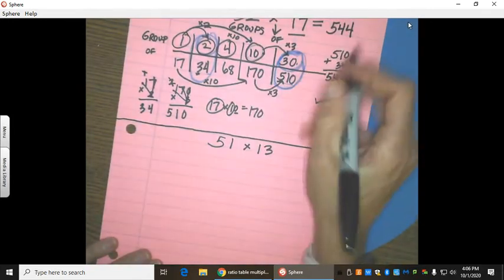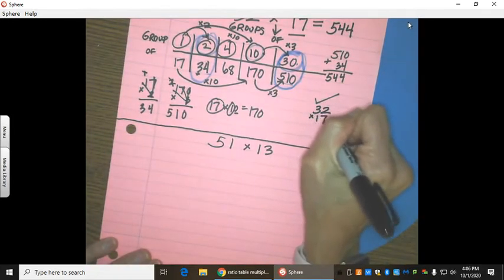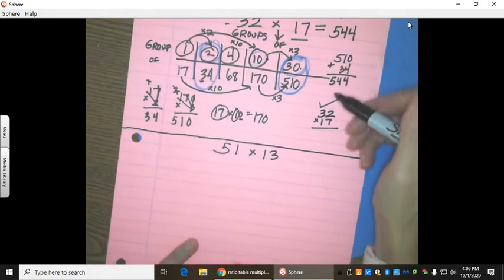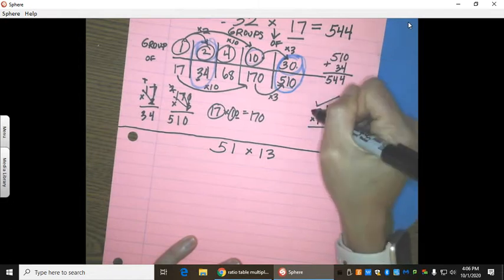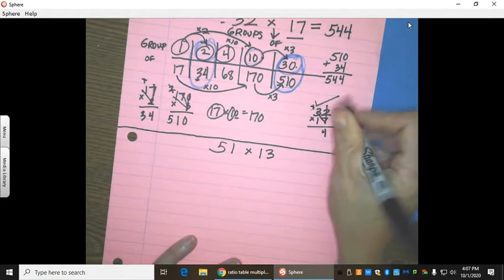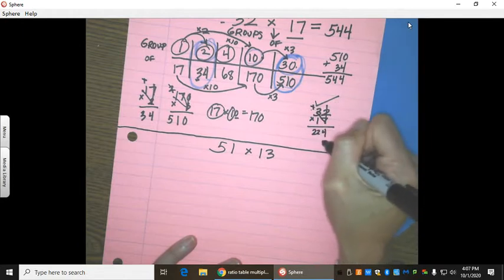So I'm going to check 32 times 17. I'm going to use standard algorithm. You can use another strategy. That's just the one that I chose to use. 7 times 2 is 14. 7 times 3 is 21. Plus 1 is 22. It's part of my product.